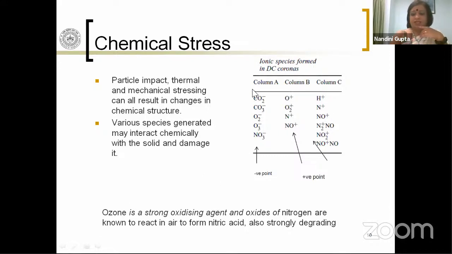So for example, these species can be charged species, positively charged or negatively charged, and some of these species can be highly reactive. For example, ozone. Ozone is a strong oxidizing agent, and then there are oxides of nitrogen. Oxides of nitrogen can interact with air and water and can form nitric acid. And we all know that nitric acid is not a nice thing to have around you. So these are the various stress mechanisms that can happen due to partial discharges.